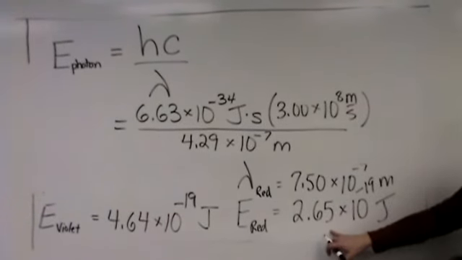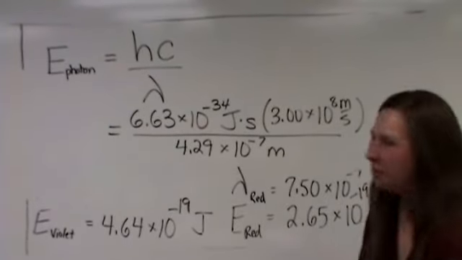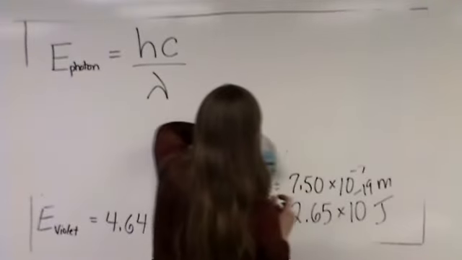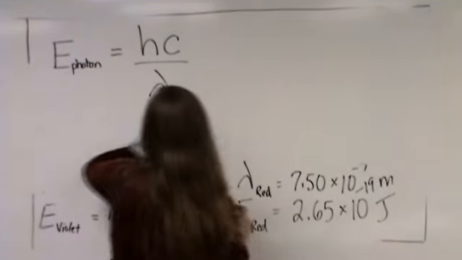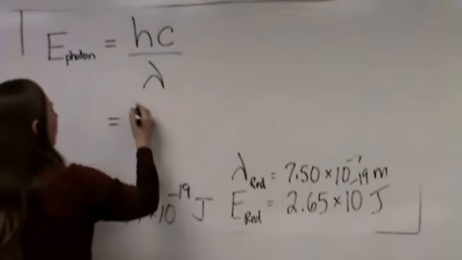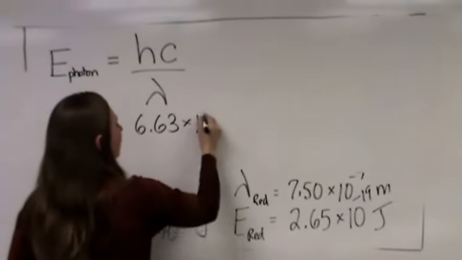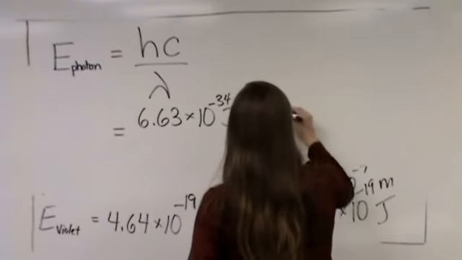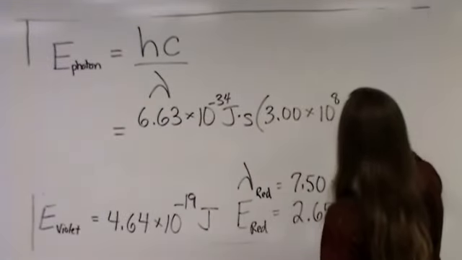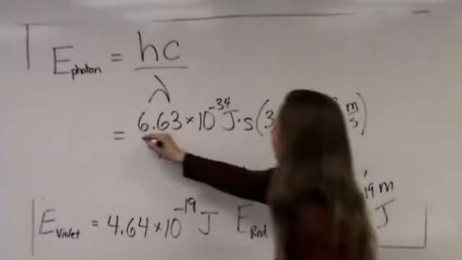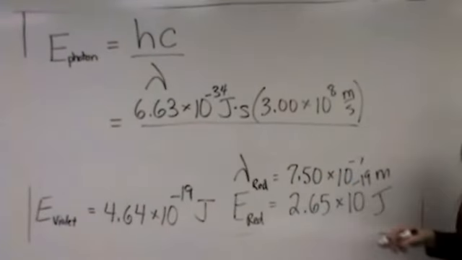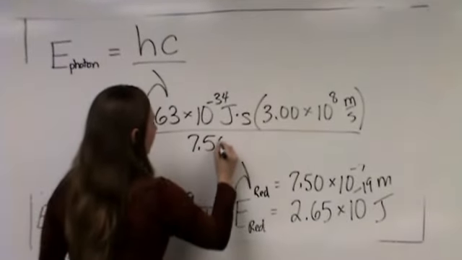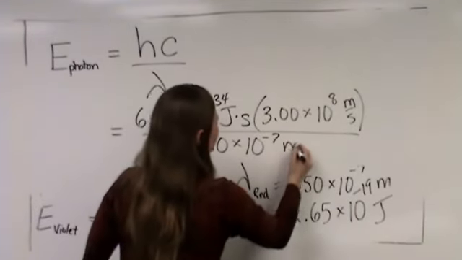All right, now let's do the red light just to be thorough. Okay, I know you're getting this, but let's do the red light just to be thorough. Oops, you know, I really didn't need to erase that whole top there, did I? That's all going to be the same. All right, so H, 6.63 times 10 to the negative 34 joule seconds. 3 times 10 to the 8th meters per second. All right, divided by, here's the wavelength of red light, 7.5 times 10 to the negative 7 meters.